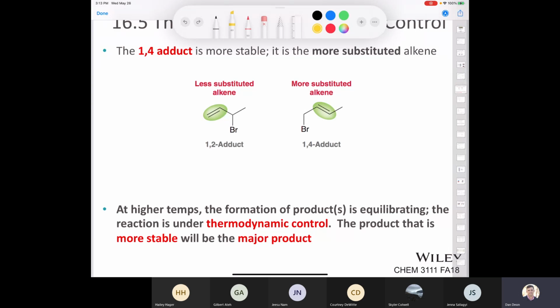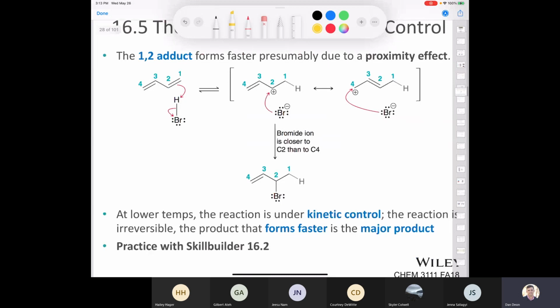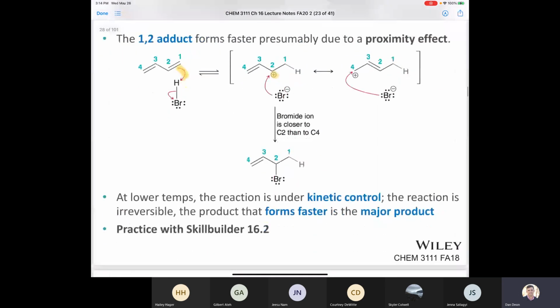And we call that thermodynamic control, right? Thermodynamic control. Whereas the 1,2 adduct presumably forms faster at low temperatures, because of a proximity effect, because the carbocation is simply closer to where the proton transfer actually occurred. We call that kinetic control when we do the reaction at a lower temperature. So kinetic control, low temperature, 1,2 adducts; thermodynamic control, higher temperature, 1,4 adducts. Okay, so those are things that you've got to know for the next quiz and moving forward.